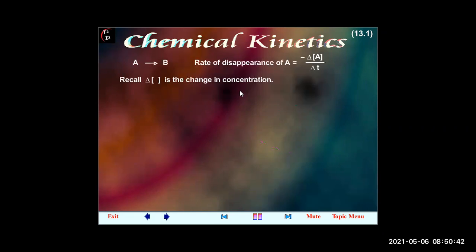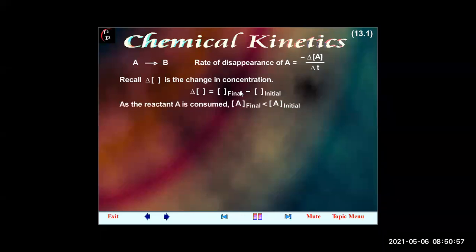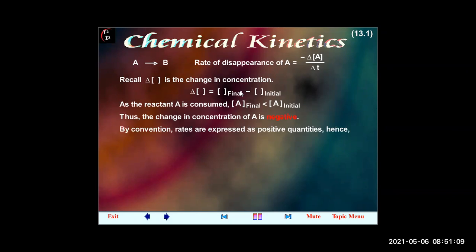Recall, delta brackets is the change in concentration. Delta brackets equals final concentration minus initial concentration. As the reactant A is consumed, the final concentration of A is less than the initial concentration of A. Thus, the change in concentration of A is negative. By convention, rates are expressed as positive quantities. Hence, the negative sign in the rate of consumption of the reactant.